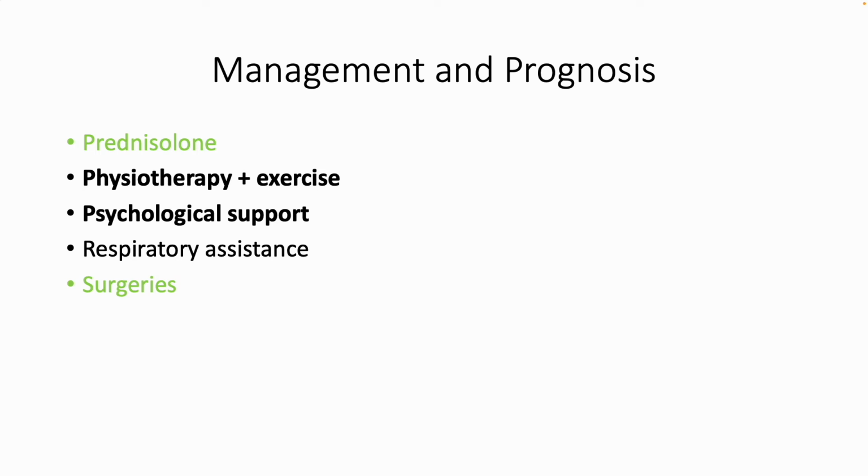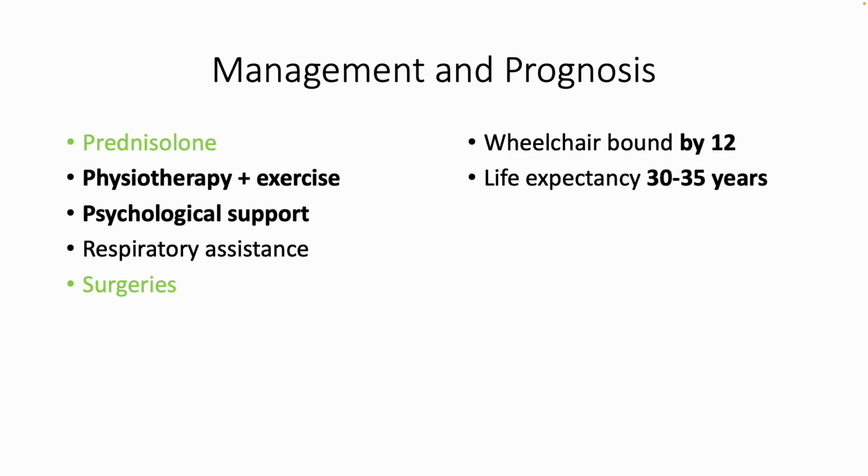Some surgeries can also be performed, such as the Achilles tendon lengthening, which can improve mobility or extend it. However, in terms of prognosis, children are mostly wheelchair bound by the age of 12, and the current life expectancy is between 30 to 35 years. However, there are individuals who have lived beyond the age of 40.